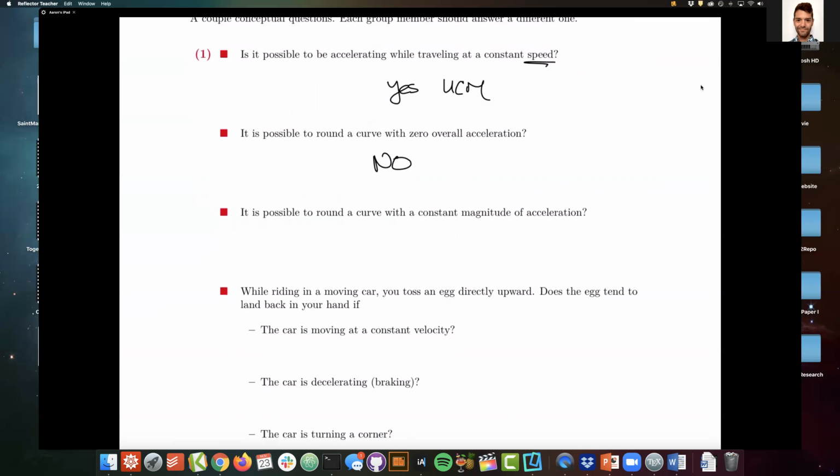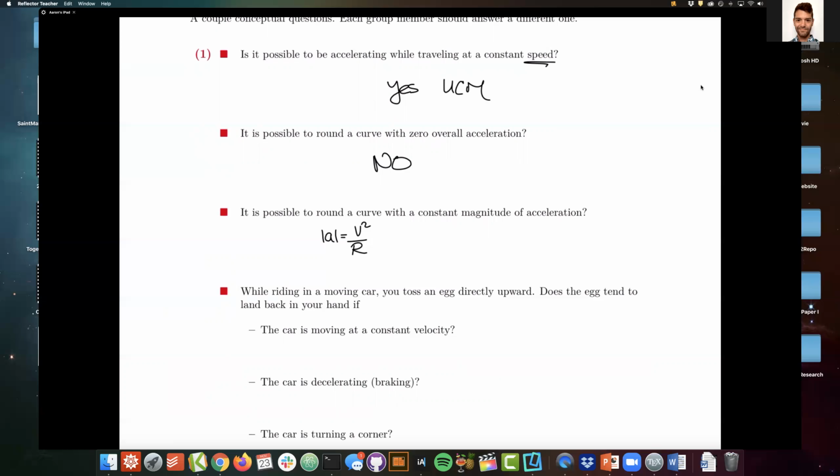Is it possible to round a curve with a constant magnitude of acceleration? Yes, if it's uniform circular motion. If you're rounding a curve at a constant speed and the curvature is the same radius, you would have a constant magnitude of acceleration. Magnitude is directionless, so that's perfectly fine.